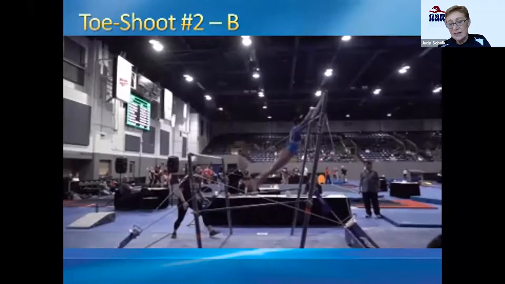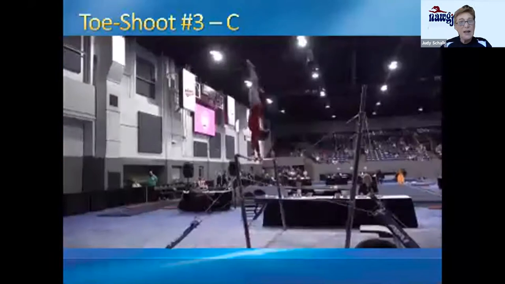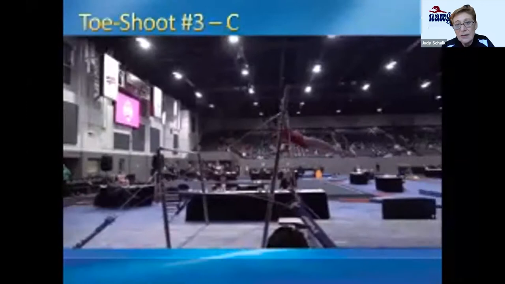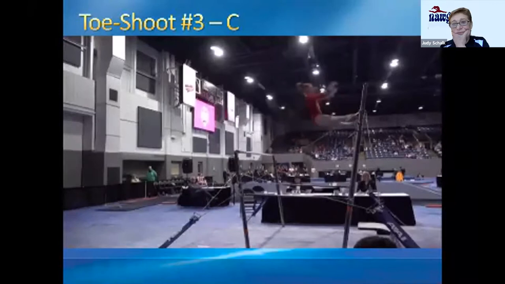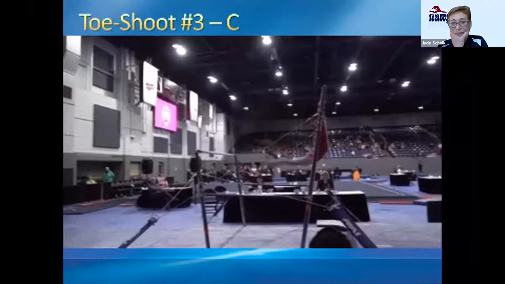And our C example. Opening is aimed below high bar. Severe lack of hip rise. Shoulders below high bar with fully bent arms on catch. Though open, not in position to initiate forward swing until hips are under high bar with extreme arch.